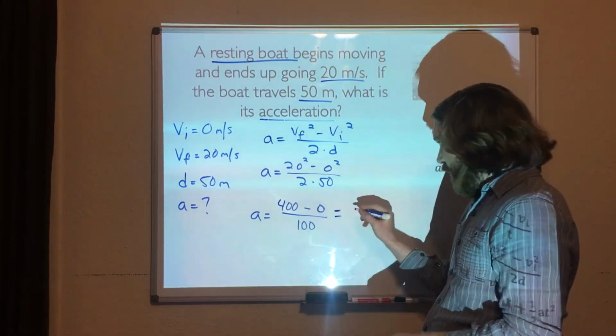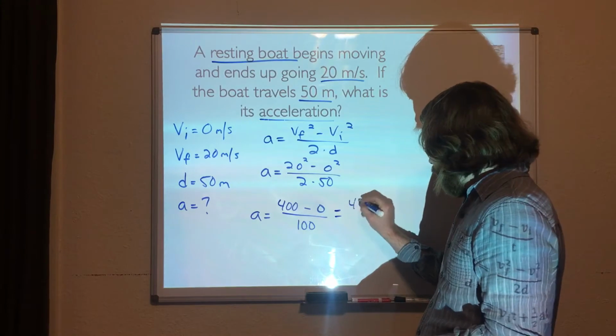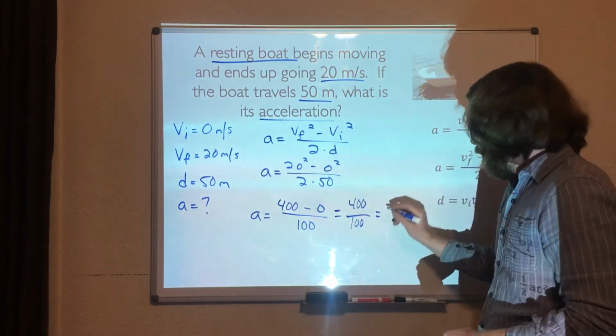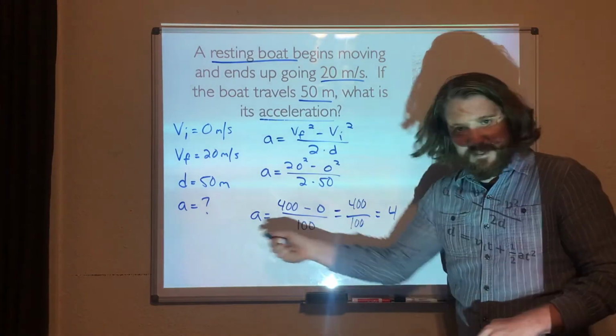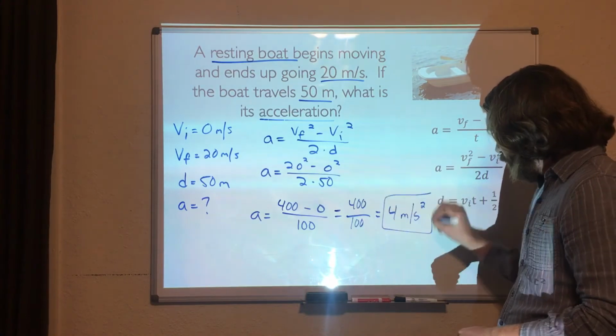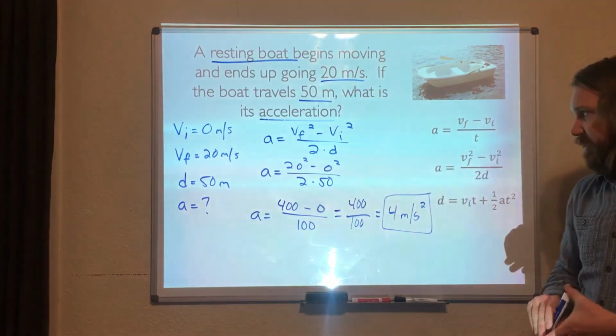Bring it over. 400 minus 0 is 400. Divided by 100. And 400 divided by 100 gives me 4. It's an acceleration, so it's meters per second squared. That's it. Just that easy.